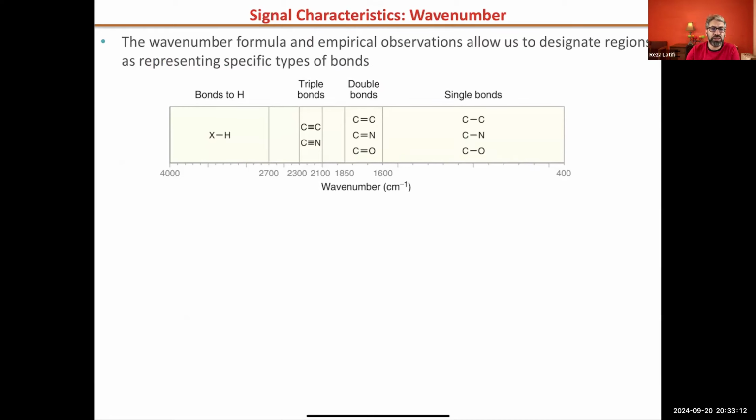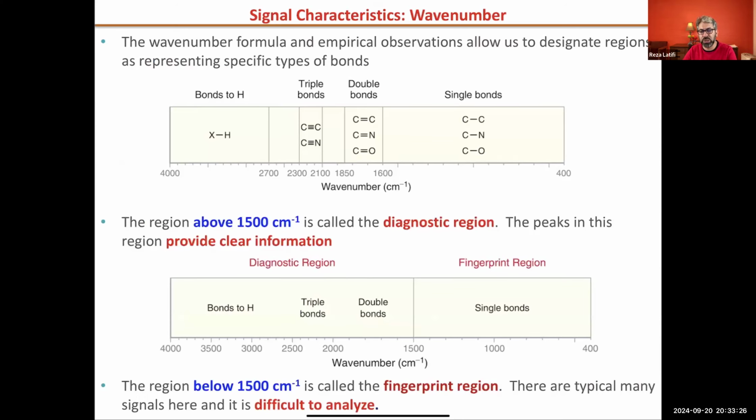Next, here we have a chart that is showing us a range, and anything lower than 1,500 is the area that sometimes we call a fingerprint region. That one is showing you single bonds. Between 1,600 to 1,900, you're talking about double bonds. And if you have a peak between 2,100 to 2,300, that's a triple bond. And where are the H bonds, H attached to carbon, oxygen, whatever? Usually they show up around 2,900 or higher.